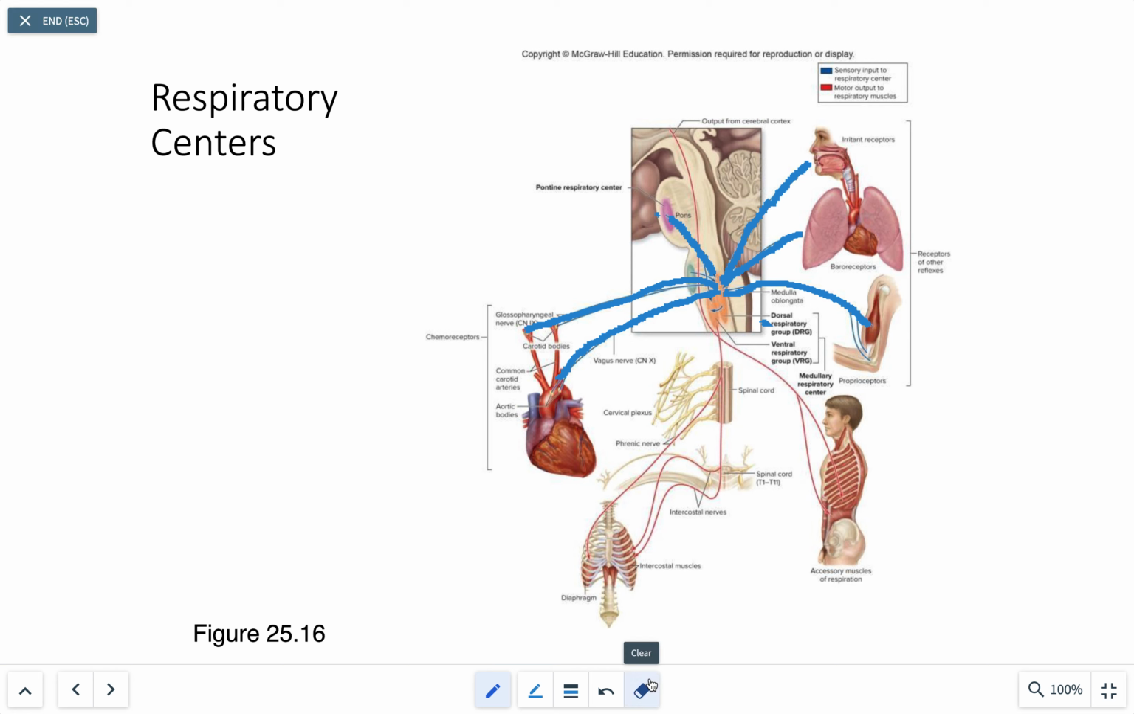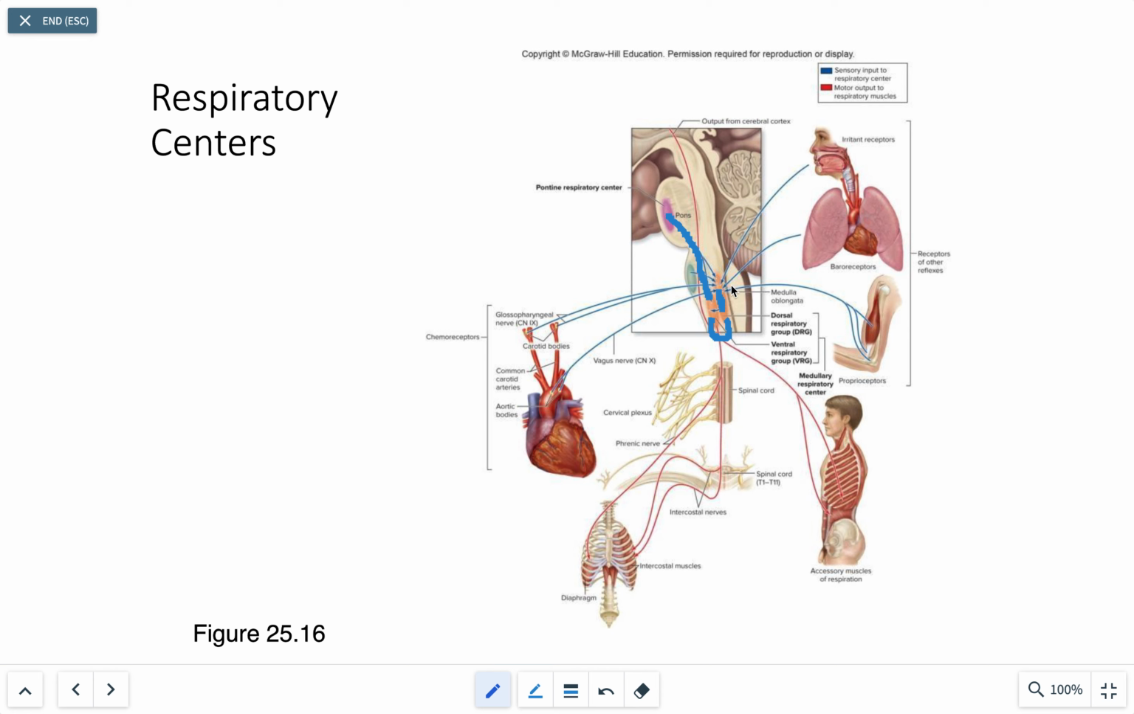So I'll just erase this. So we have all these inputs coming into the dorsal respiratory group here. We also have input, the pons is going to now input that smooth transition into inhalation to exhalation. But everything from the irritant receptor to the proprioceptor to the chemoreceptors are all coming into the dorsal respiratory group. It is going to communicate. All this information is going to be sent into the ventral respiratory group. The ventral respiratory group's job is to initiate neural impulses for inhalation and exhalation.